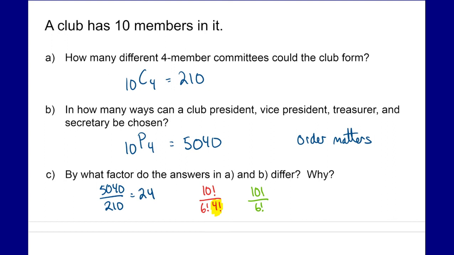So the difference between the two is just that 4 factorial, and that's because we're taking out the idea that the order matters when we calculate the combination. So again, it's just looking at the two different scenarios.